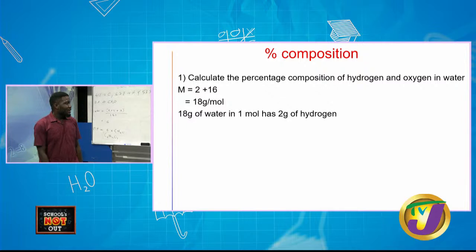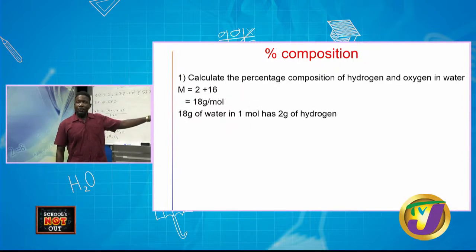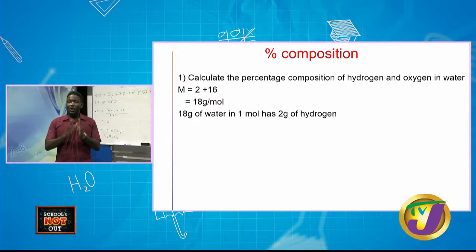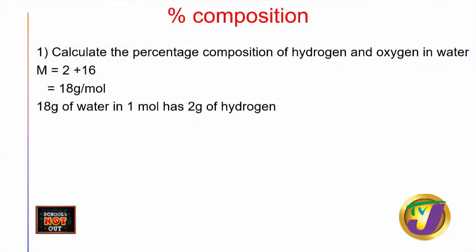So here's a question. Calculate the percentage composition of hydrogen and oxygen in water, all right? The first thing we need to find is the molar mass of the element and the molar mass of the compound. And then we're going to multiply that by 100, all right? So for water, H2O, for the total composition, you're going to add the hydrogen and the oxygen. Since you have 2 hydrogens, it's going to be 2, right? And then we know that oxygen is 16, so it's 2 plus 16, and that's equal to 18 grams per mole, all right?